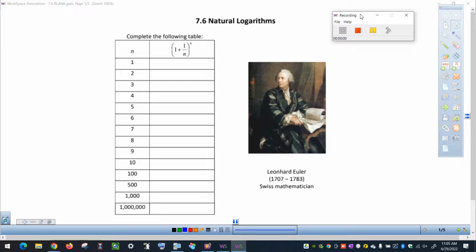All right, so to help us start to think about what Euler's number is, there's actually a special formula that you can see here listed in this table. And what we're going to do is see what happens when we plug in different values for the variable, in this case different values for n, into that formula. And so let's start to take a look at a couple of these together.